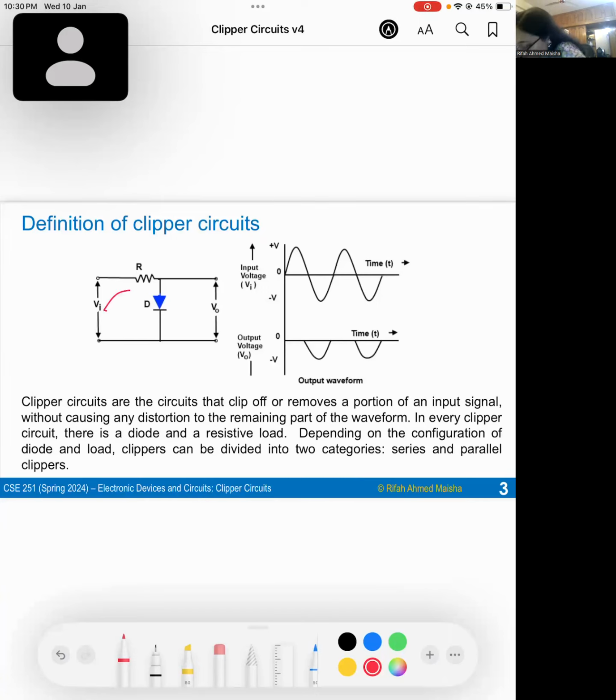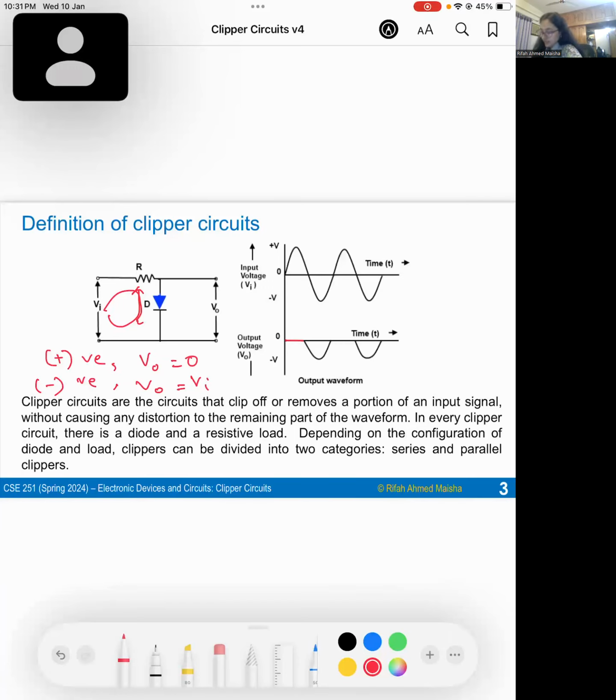So during the positive half cycle, the diode is forward bias and short circuit. So the output voltage is equal to the short circuit voltage and that is 0 volt. And during the negative half cycle, the diode is reverse bias and open circuit. That's why using KVL, we can get output voltage equal to input voltage. And if we see the waveform, we can see that the positive part of the input signal is clipped off while the negative part of the signal follows the input signal.